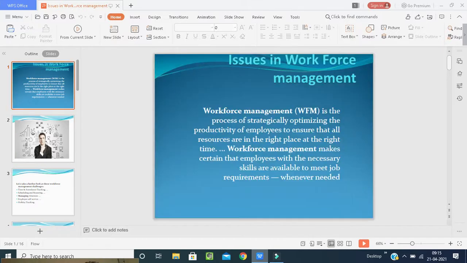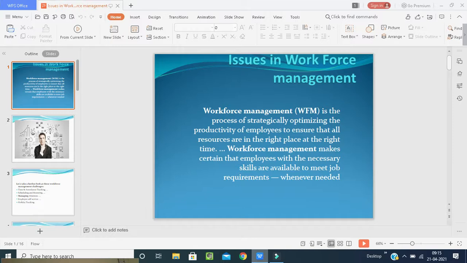If you see here, in the first slide, workforce management is the process of strategically optimizing the productivity of employees to ensure that all the resources are in the right place at the right time. It means doing the right thing at the right time. So, workforce management makes certain that employees with the necessary skills are available to meet job requirements whenever needed.